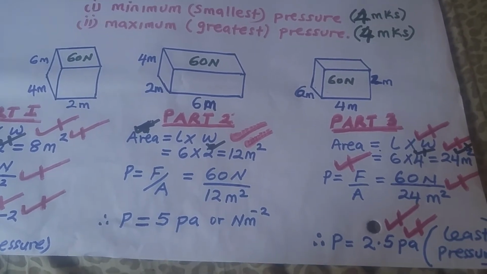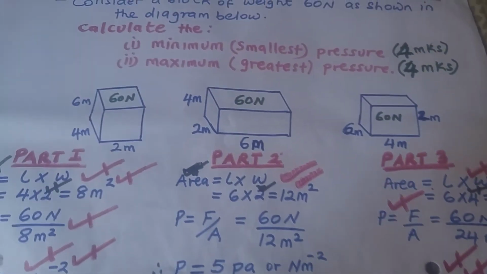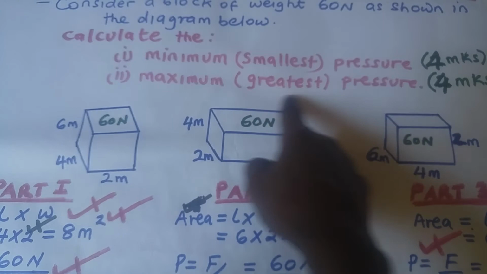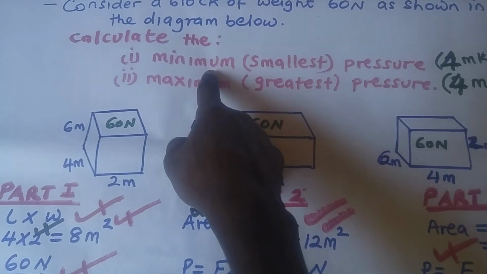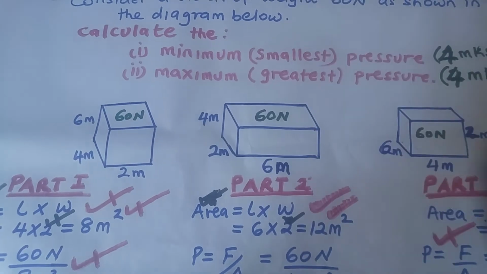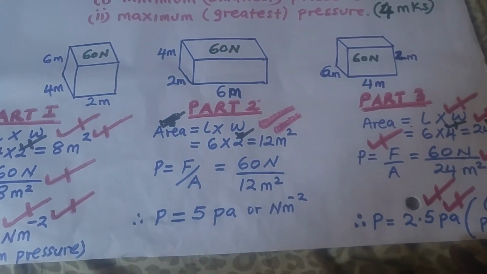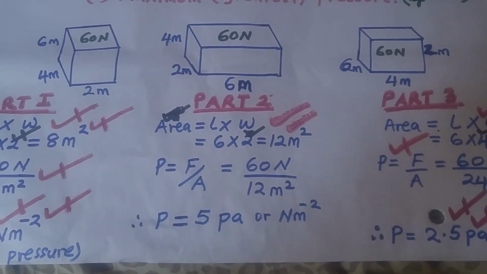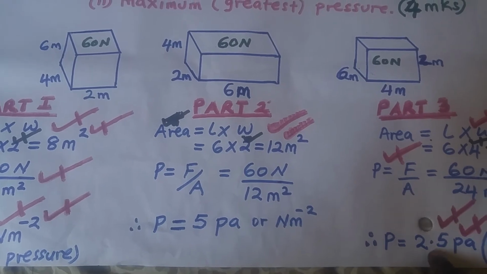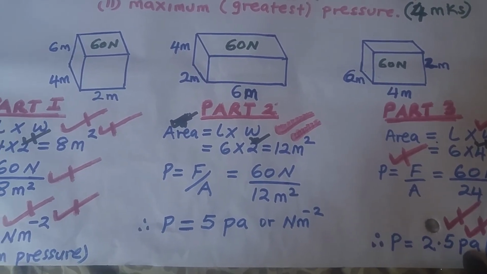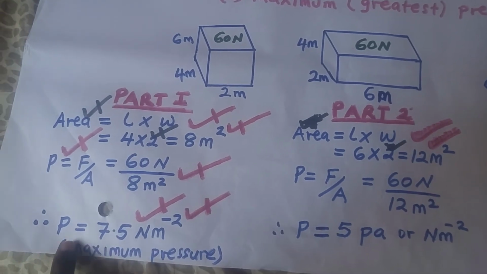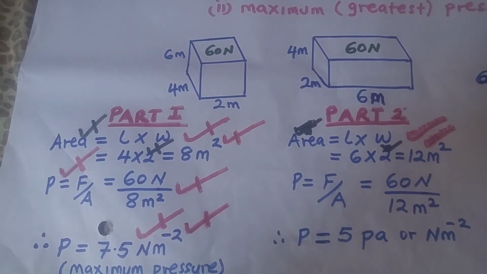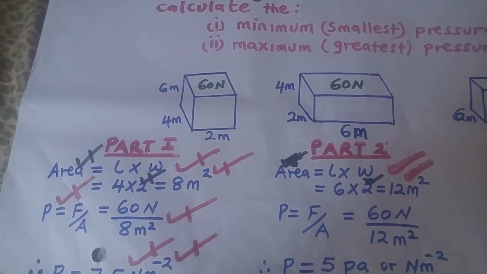Now, after getting all the 3 pressures, we now compare. Remember, the question wants us what? Which one is the smallest pressure? And which one is the greatest pressure? The smallest pressure is also called minimum pressure. So when we compare all this, in the first case we had 7.5, then we have 5, and then we have 2.5. Automatically the smallest is 2.5 pascals. Then the highest, which is the greatest, the maximum pressure is what? 7.5 newtons per meter squared. So we have already got the answers.